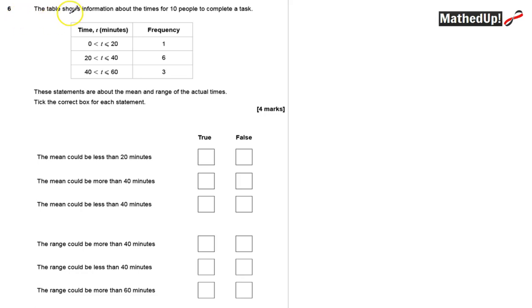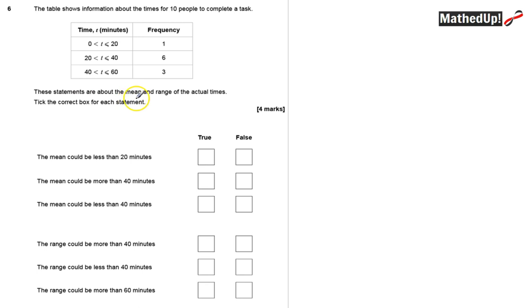Question 6. The table shows information about the times for 10 people to complete a task. So we first need to interpret this table over here. We know that one person took between 0 and 20 minutes. We know 6 people took somewhere between 20 and 40 minutes. And we know 3 people took somewhere between 40 and 60 minutes.